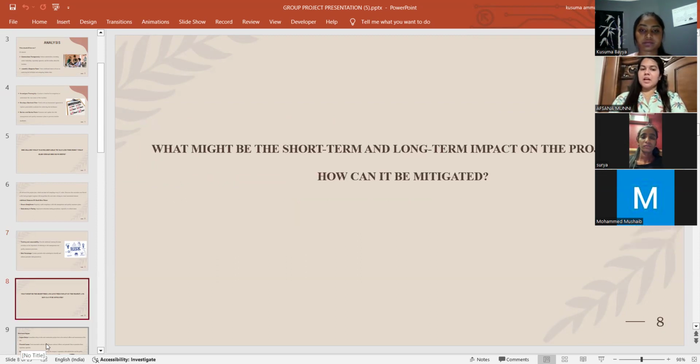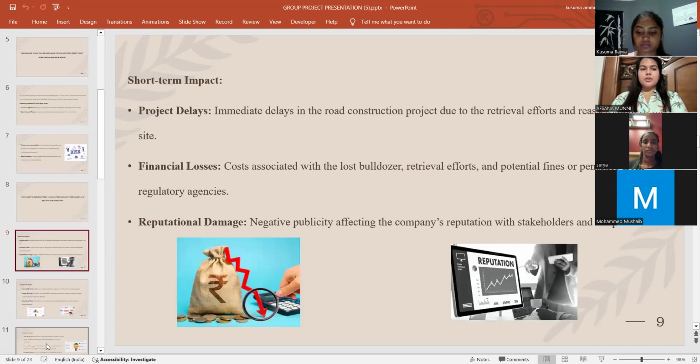What might be the short term and long term impact on the project and how can it be mitigated? For the short term impact, there can be project delays, immediate delays in the road construction project due to the retrieval efforts or reassessment of the site.